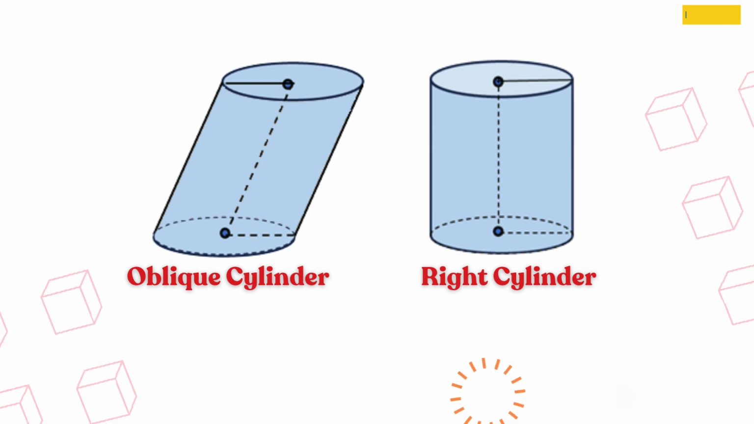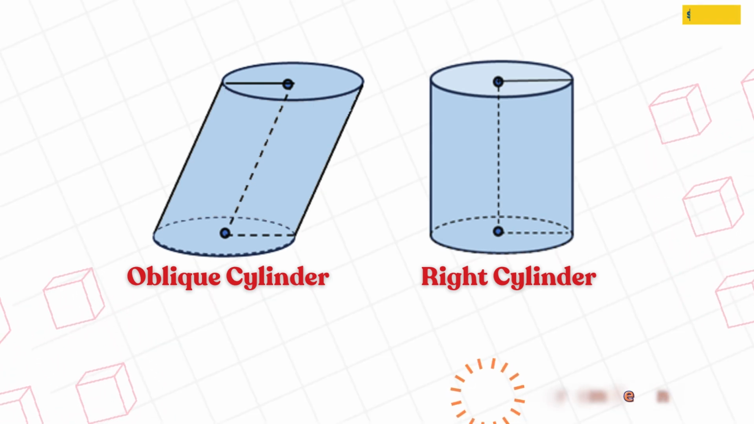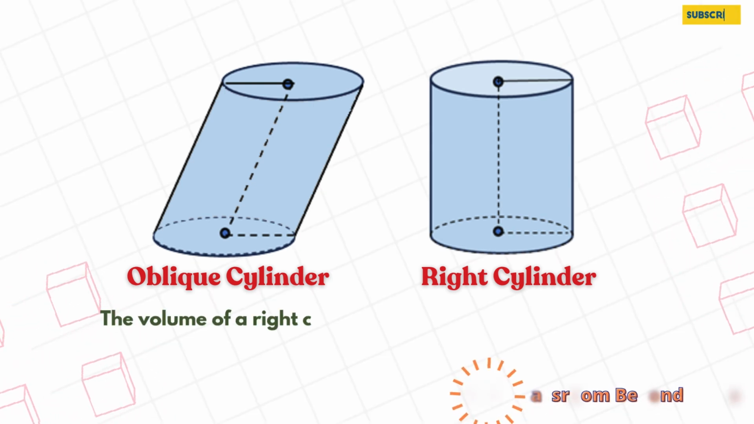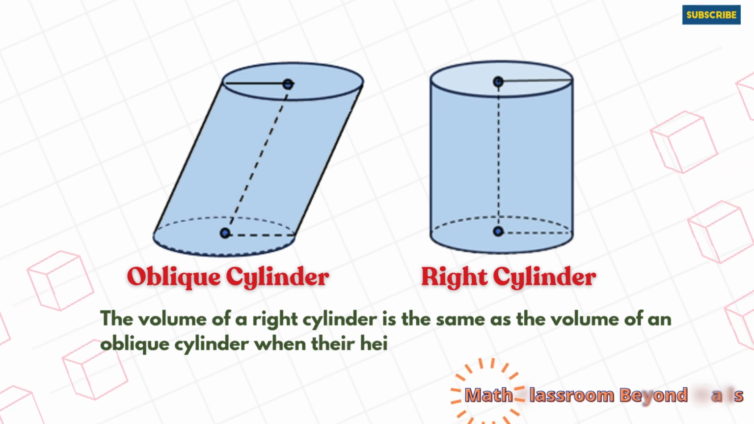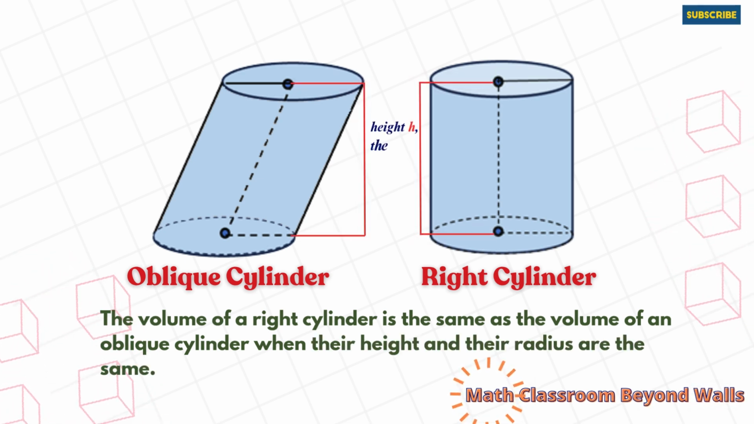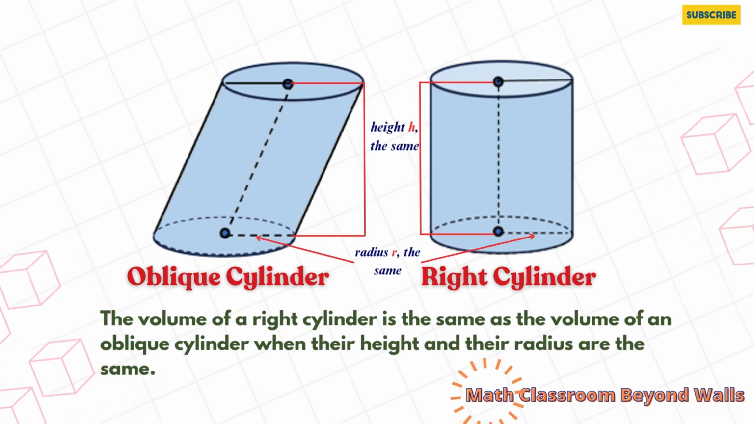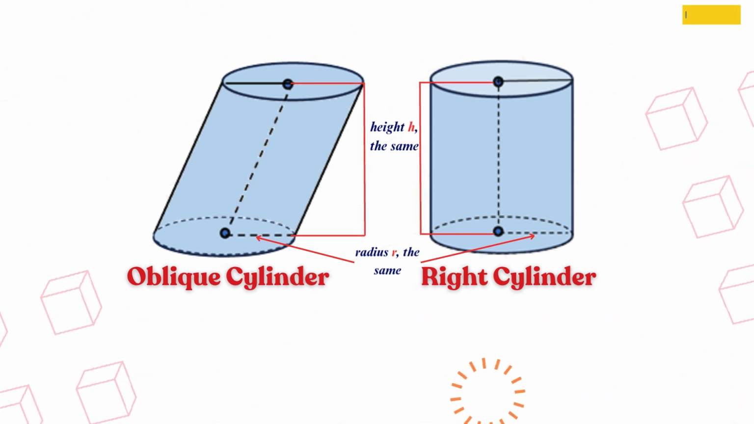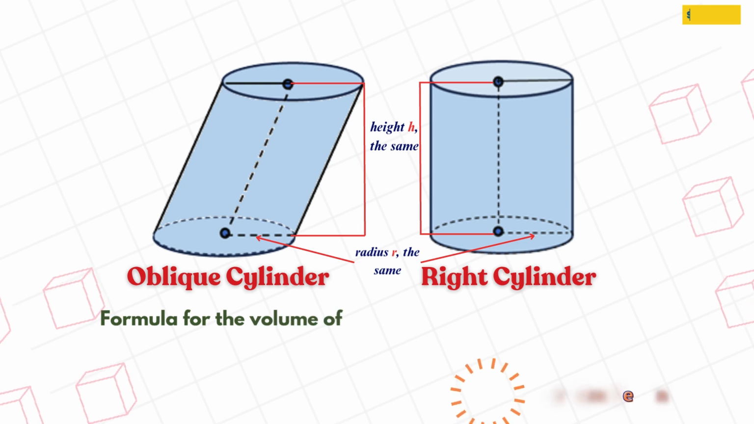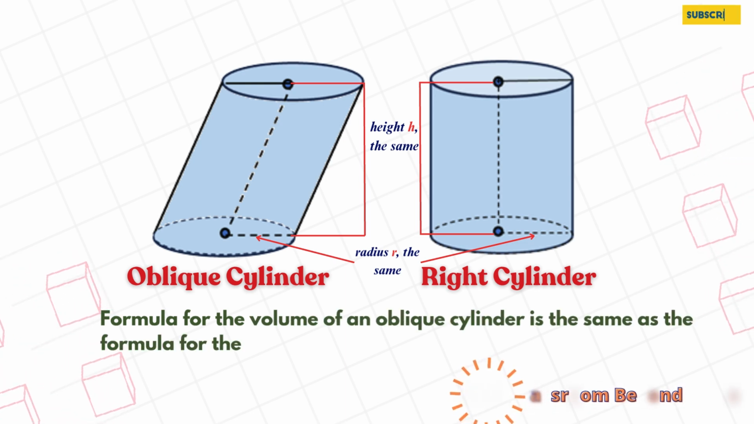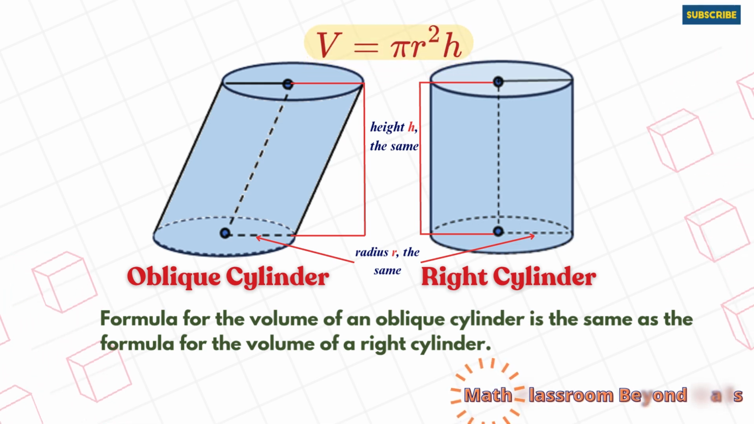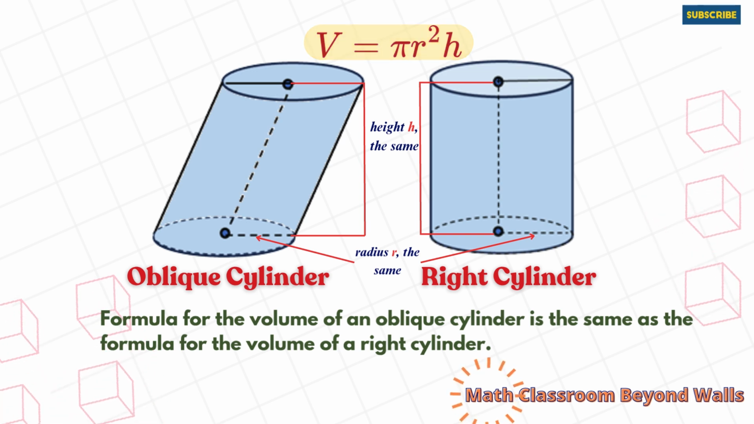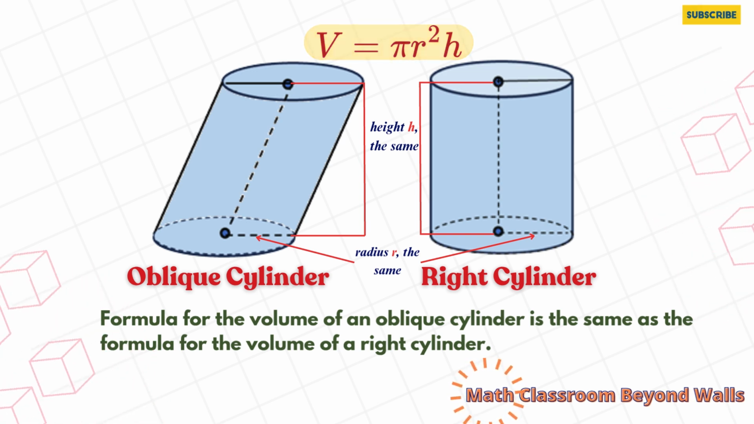Since the amount of space occupied is the volume, then we say that the volume of a right cylinder is the same as the volume of an oblique cylinder when the height and the radius are the same. Thus, the formula for the volume of an oblique cylinder is the same as the formula for the volume of a right cylinder, which is pi r squared h. I hope you are able to follow, learners.